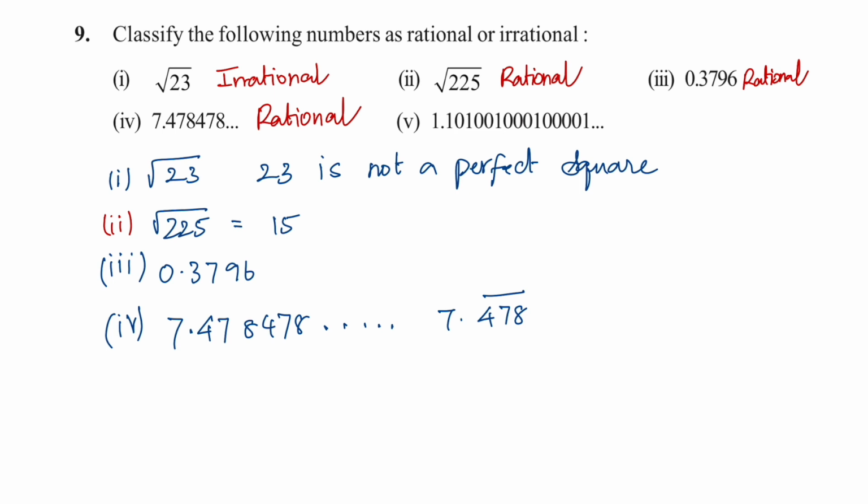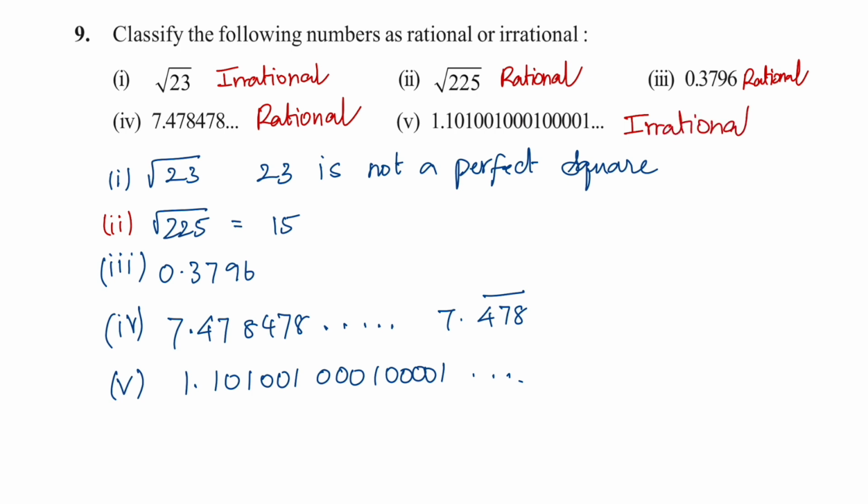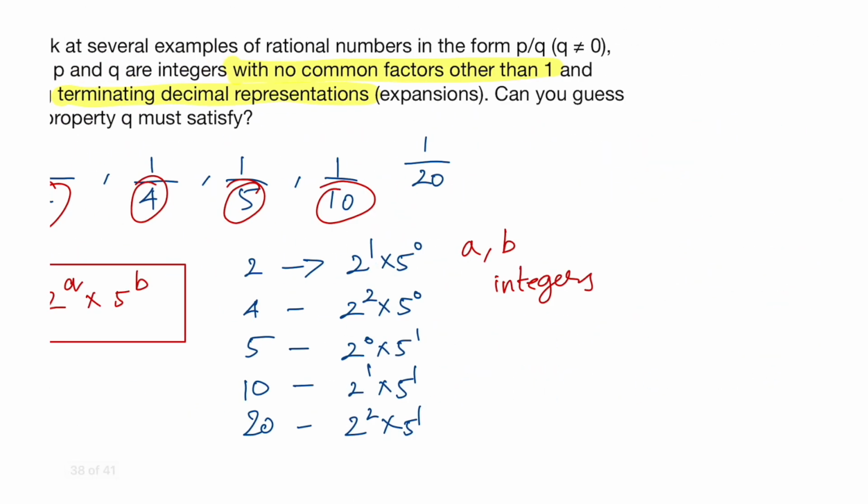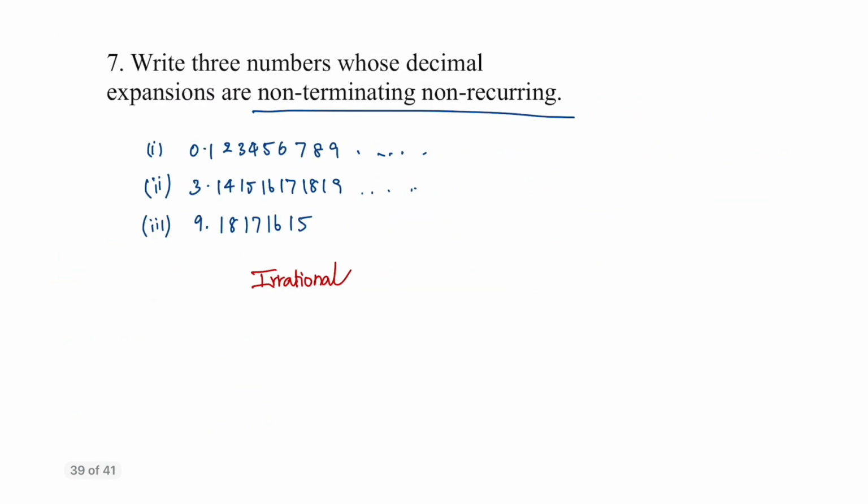Now we are moving to the fifth subdivision here, which is 1.10101000100001. So basically it keeps on going and there is no repetition here. So it is non-terminating and non-repeating, and hence it is irrational. Okay, so that is it for this question, and we have covered 4 questions in this video. I hope you understood these, and that is the end of this exercise.